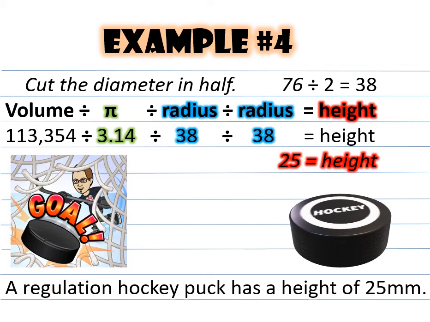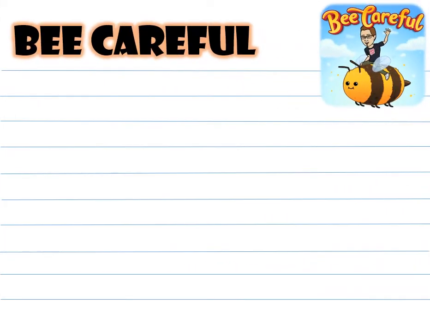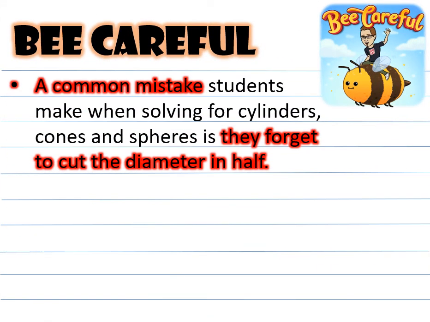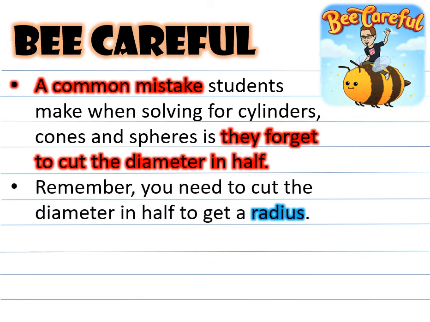Goal! Bzzz, be careful. A common mistake students make when solving for cylinders, cones, and spheres is they forget to cut the diameter in half. Remember, you need to cut the diameter in half to create a radius.